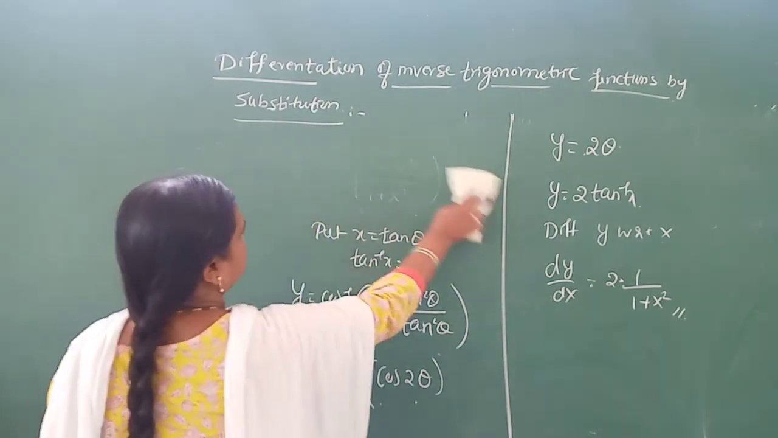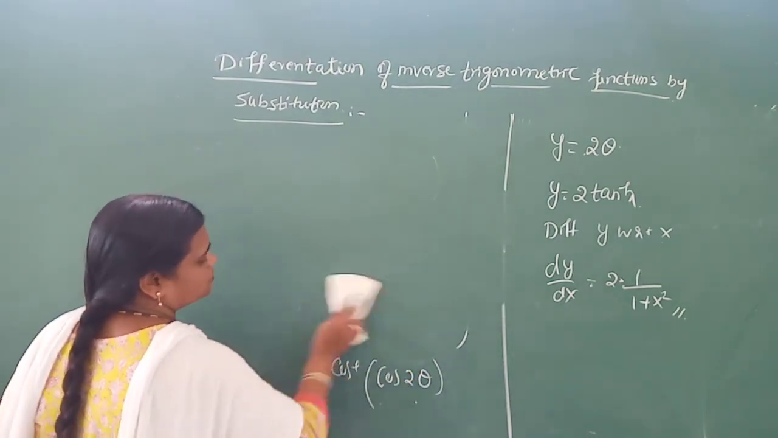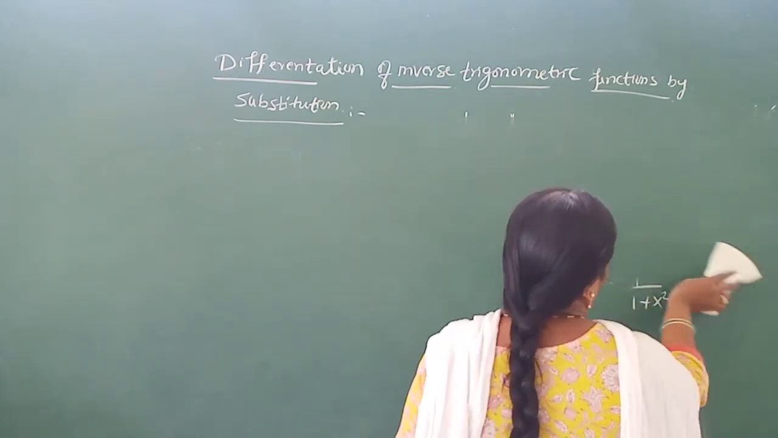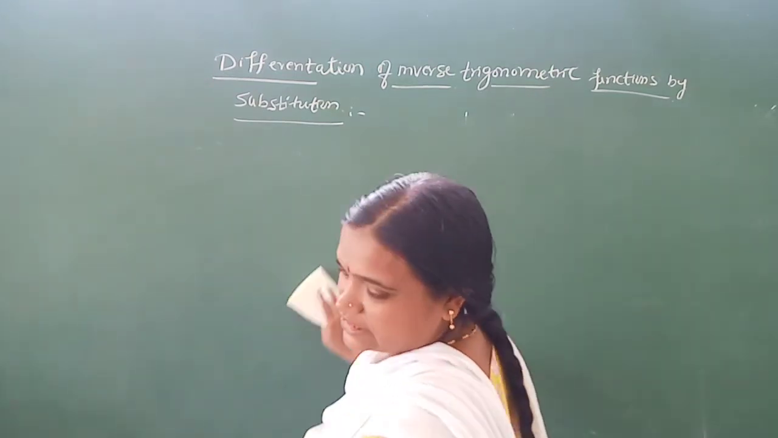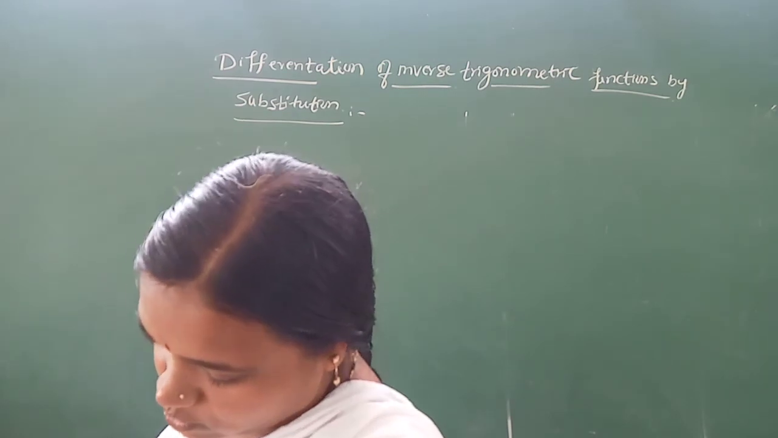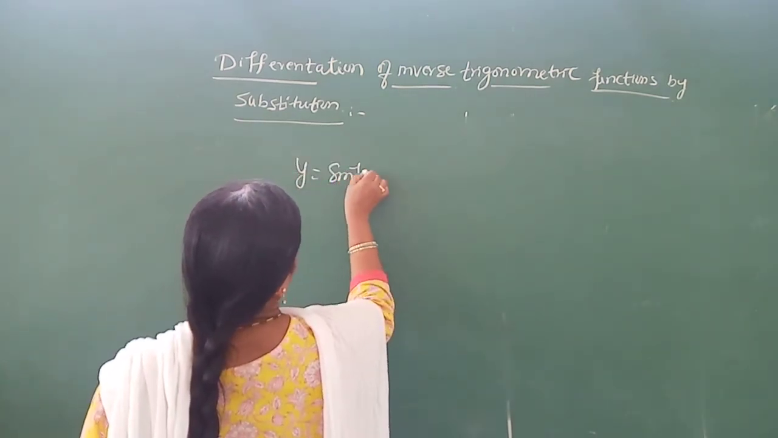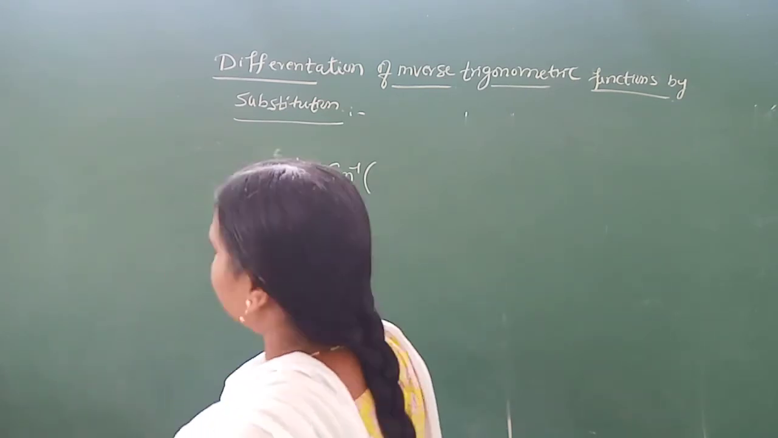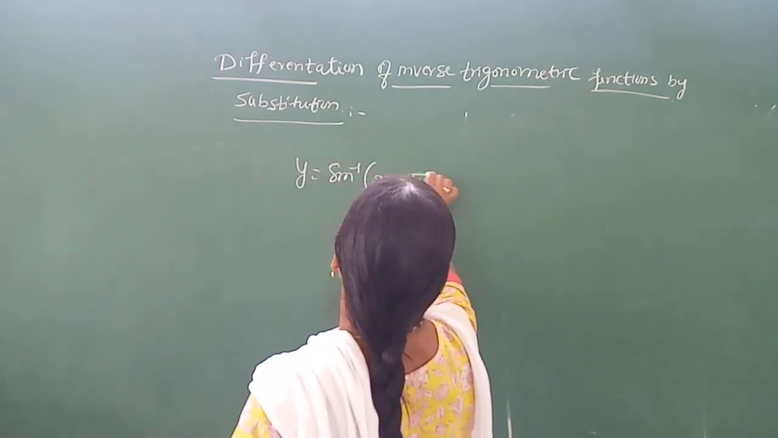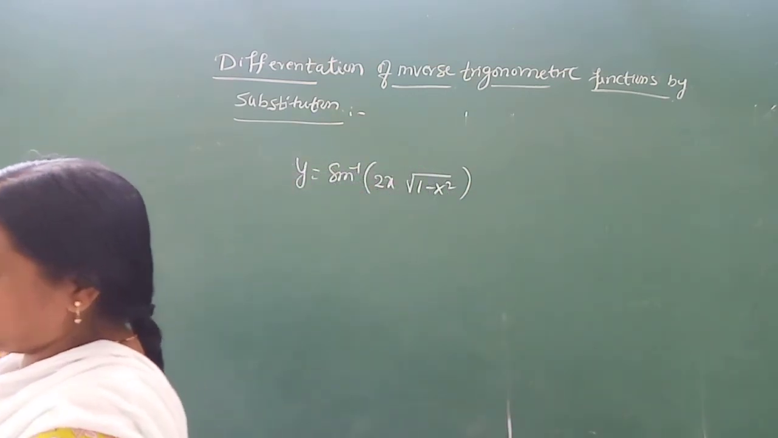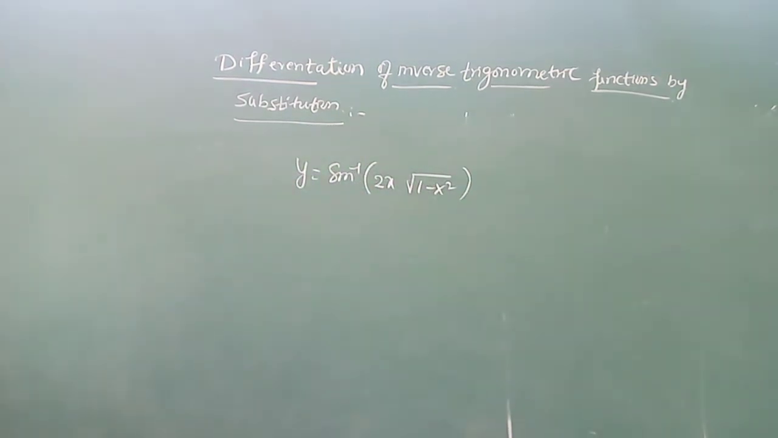Okay, we'll take the next. Next example is y is sin inverse of 2x root of 1 minus x square.